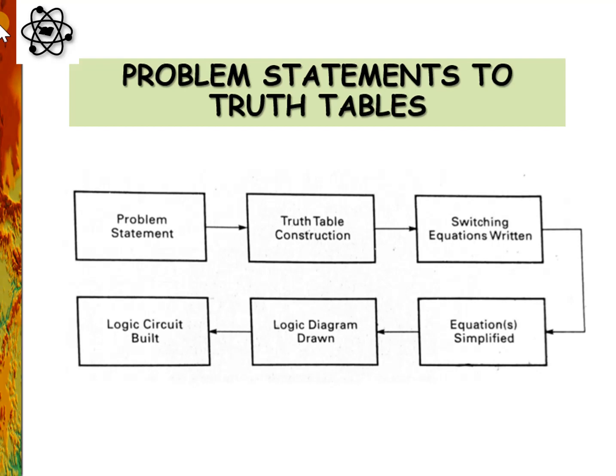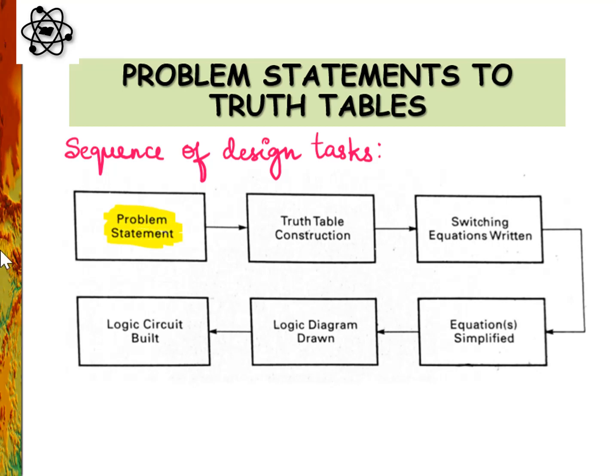Coming to the problem statements to the truth table. Before any combinational logic system can be designed, it must be defined. The block diagram illustrates the sequence of the design task in a general way. Firstly, the proper statement of a problem is the most important part of any digital design task. The problem is then rewritten in the form of a truth table. From the truth table, the switching equations can be written and simplified, and the logic diagram can be drawn.